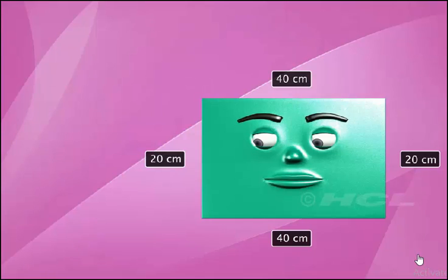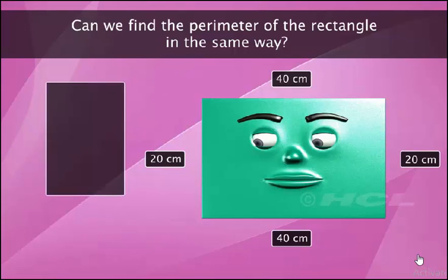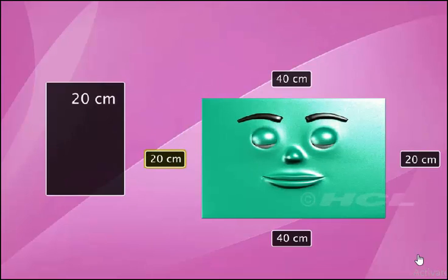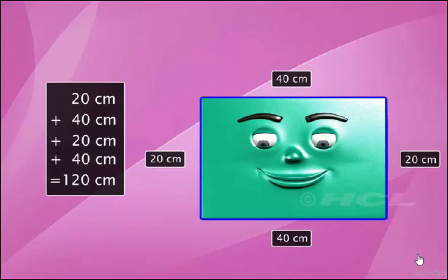What about me, thinks the rectangle. Can we find the perimeter of the rectangle in the same way? Yes, we can. The perimeter is the total distance around the outside of a figure. The total distance around the outside of this rectangle is 20 centimeters plus 40 centimeters plus 20 centimeters plus 40 centimeters, which makes 120 centimeters.